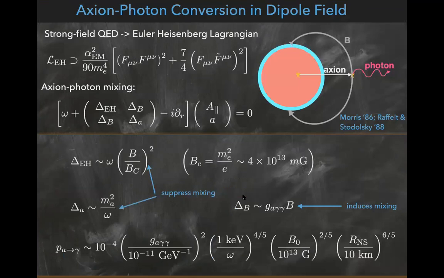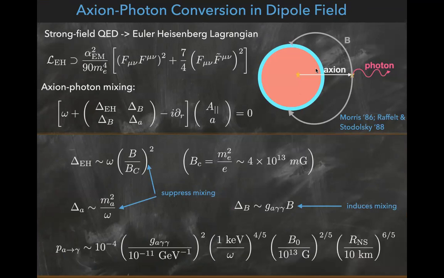Okay, so now we know how to produce our axions. The next thing we need to do is figure out how we're going to convert these axions into photons. So our axions have now made it out of the star, and they want to be converted in the magnetic field.